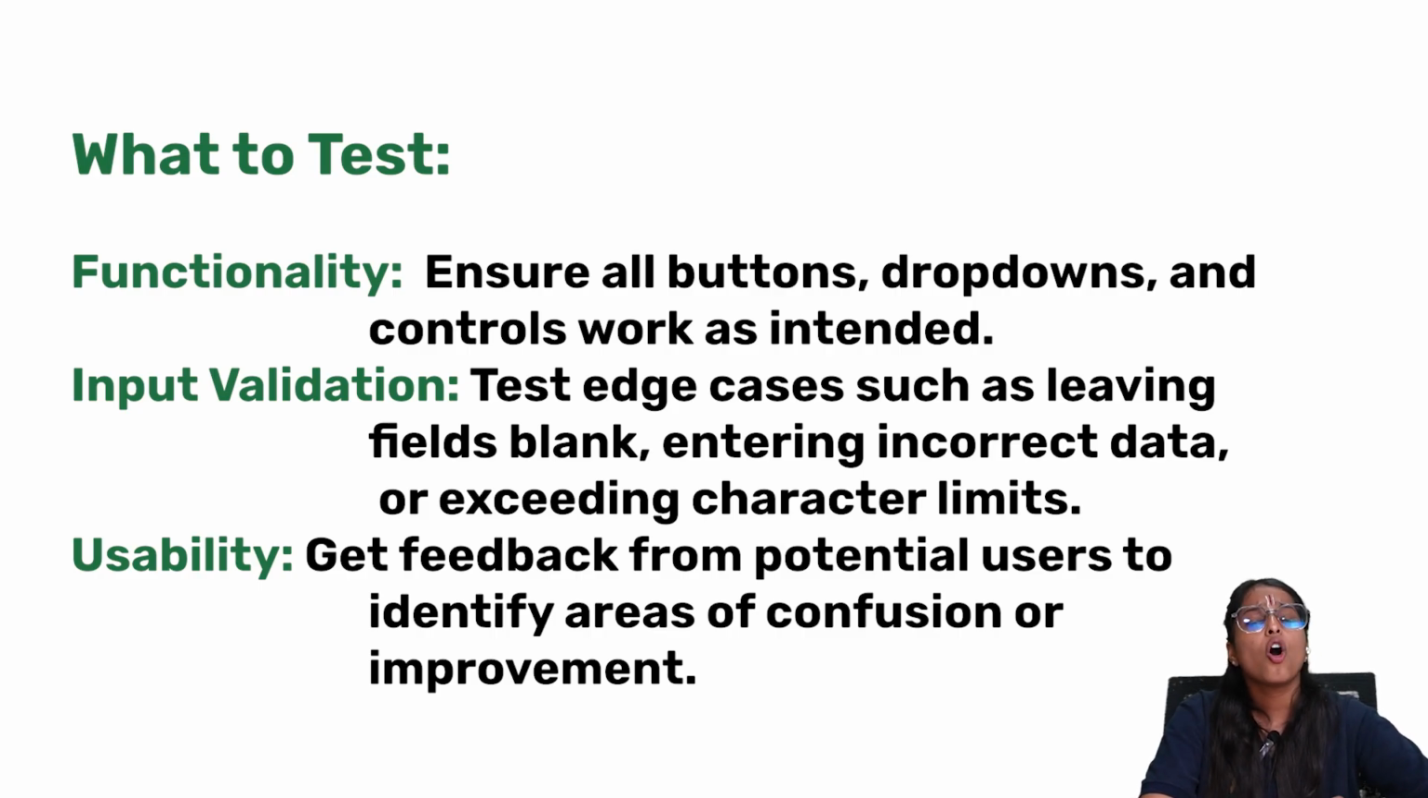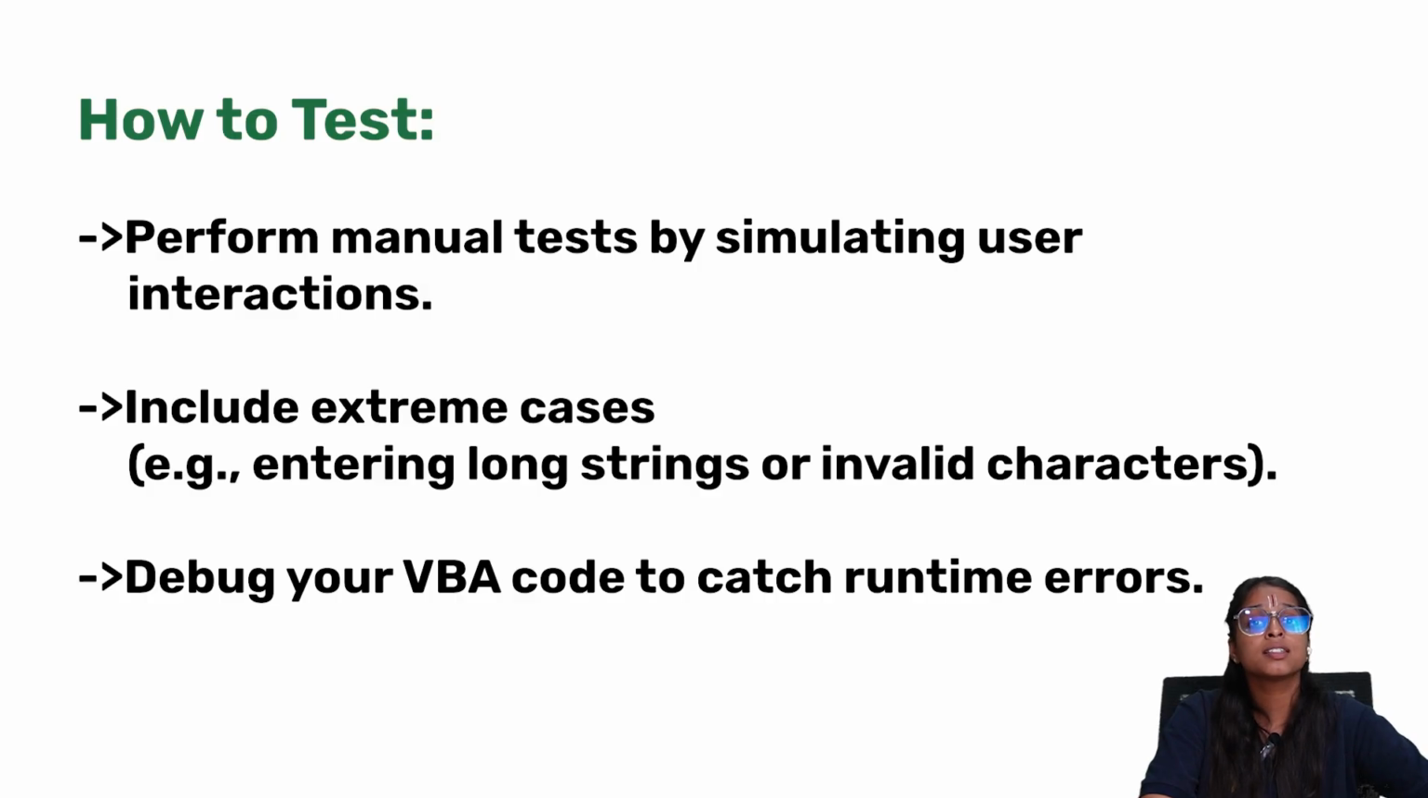Functionality. Ensure all the buttons, drop-downs, and controls work as intended. Input validation. Test edge cases such as leaving the field blank, entering incorrect data, or exceeding the character limits. Usability. Get feedback from potential users to identify areas of confusion or improvement. How to test? Perform manual tests by simulating user interactions. Include extreme cases like entering long strings or invalid characters. Debug your VBA code to catch runtime errors.